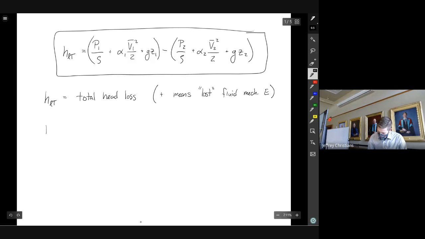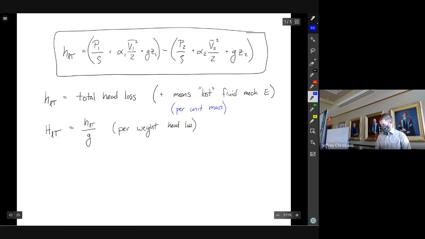We also can talk about, and this is a discipline specific thing, capital H, which is HLT divided by gravity. So this is just the per weight head loss. This top one would be per unit mass. So per unit mass versus per unit weight. Again, it's a discipline specific thing, whichever one is most commonly used. In this class, we'll most commonly use the top one, per unit mass. Like how much energy do we lose per kilogram of fluid? So that's the one that we'll typically use, but you can just as easily use the per weight.